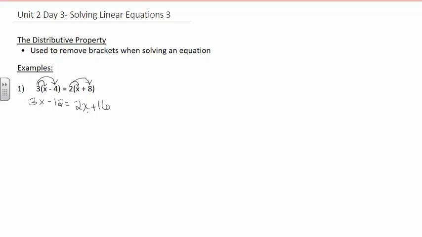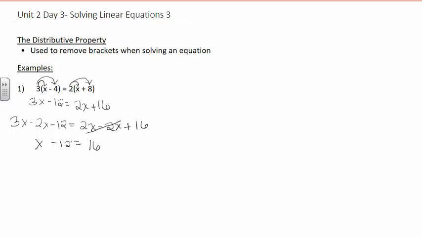Now it's as simple as getting all our variable terms to the left side and all of our numerical terms to the right side. So we can subtract 2x from both sides to bring our 2x over there. So 3x minus 2x minus 12 equals 2x minus 2x plus 16, which we end up with x minus 12 equals, those cancel out to 0, 16.